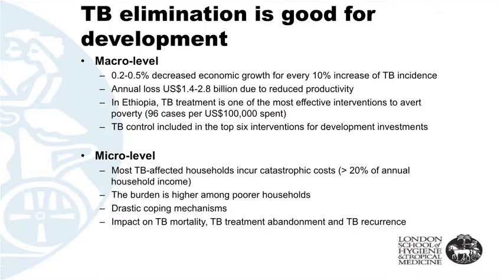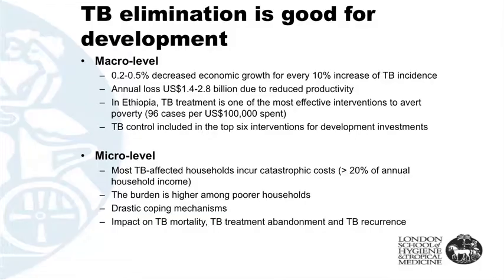The third dimension of intersection between TB elimination and the SDGs is also conceptual and scientific. We know that TB elimination is good for development. At macro level, there is evidence suggesting that elimination of TB would definitely improve economic growth and development worldwide. According to the World Bank, for every 10% increase of TB incidence, there is a loss of about 0.2 to 0.5% in economic growth, which translates into an annual loss of about $3 billion, probably due to the loss of productivity.